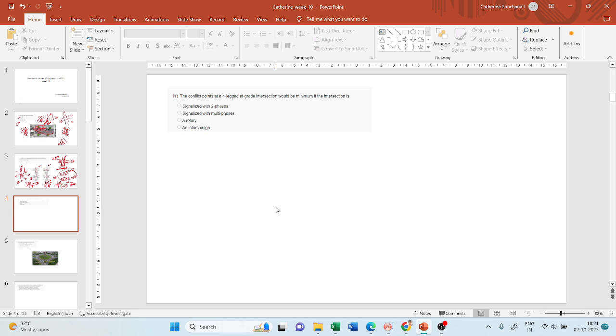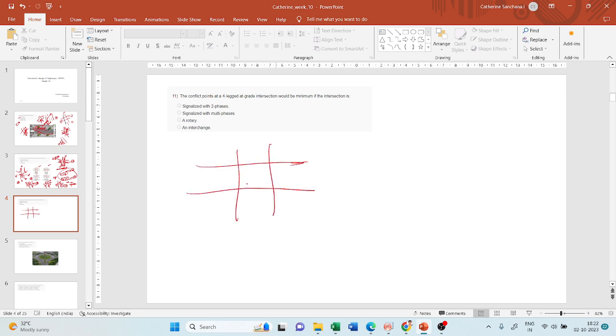Okay. So so far we were talking about four-legged intersections, and I will first introduce conflict points, and then we will go to phases, because this problem will require an understanding of conflict points and phases. I don't remember if I explained conflict points last time. So first we will go through conflict points.